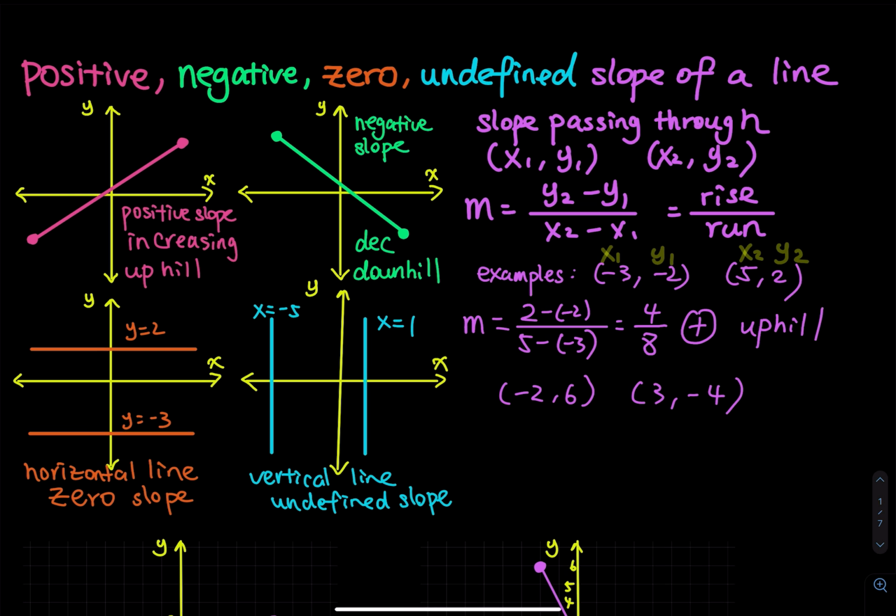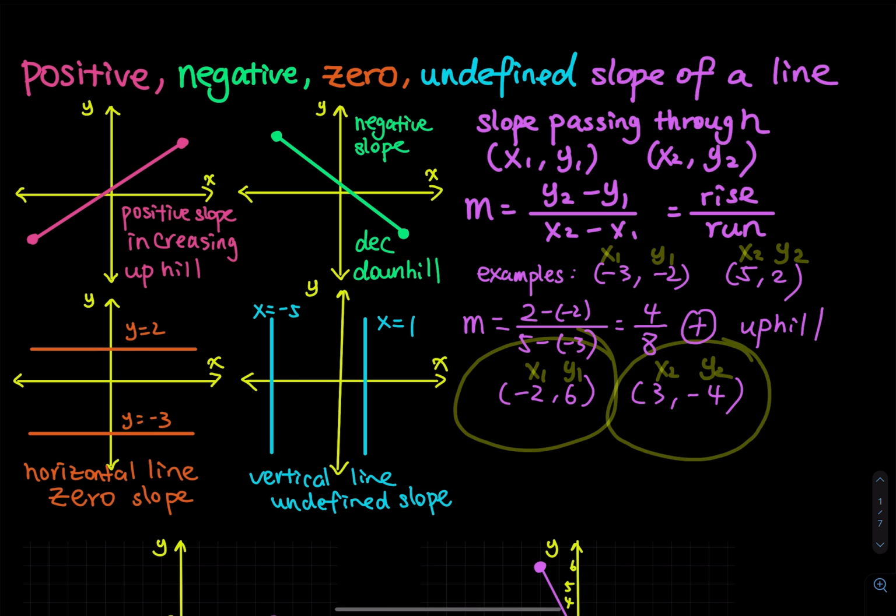How about the next 2 points? -2, 6 and 3, -4. And then you label them once again, x1, y1, x2, y2. Can you just call the first point x1, y1, the second point x2, y2? Absolutely yes. You can call this x2, y2, and this x1, y1. That is absolutely okay. And then m equals to, you will get the same answer anyway.